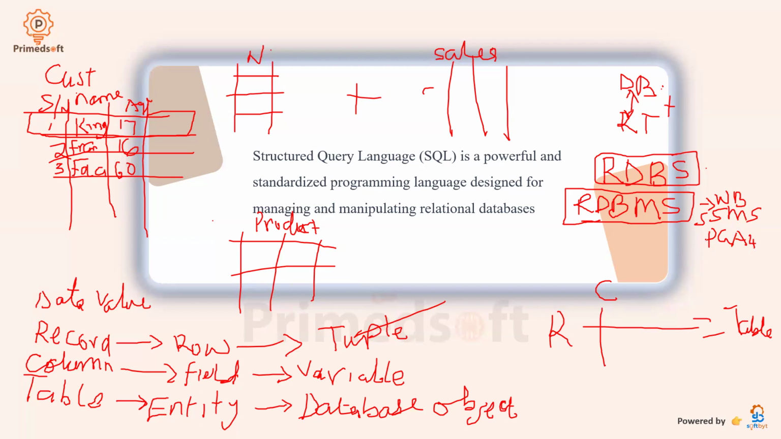PG admin 4 is for Postgres, SSMS is for SQL Server, Workbench is for MySQL.